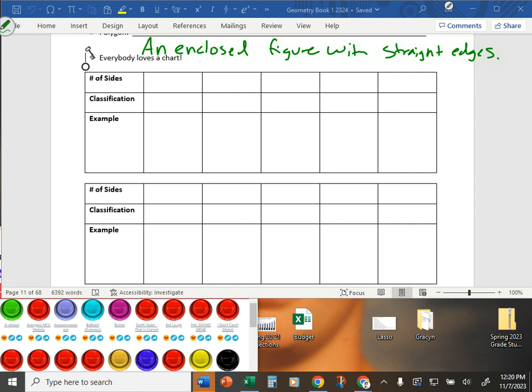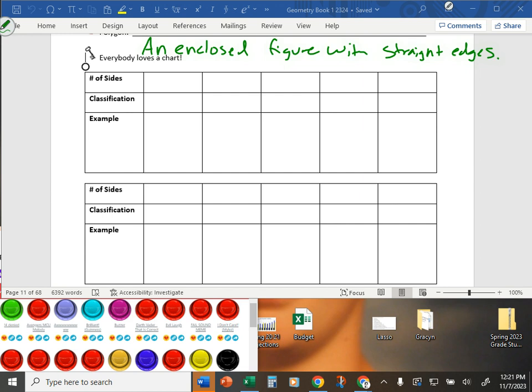Just to be more thorough, would you put an enclosed 2D figure? I mean, you could. Sure. Enclosed two-dimensional figure with straight edges. Okay. And what we're going to do with these charts here, these are the polygons with side lengths that you're going to be expected to know.